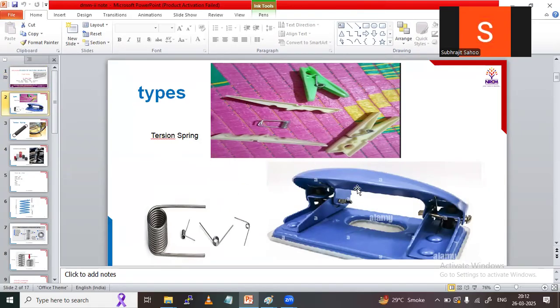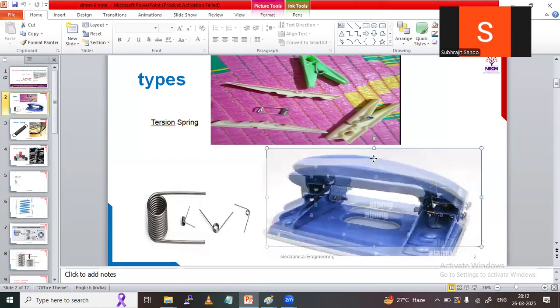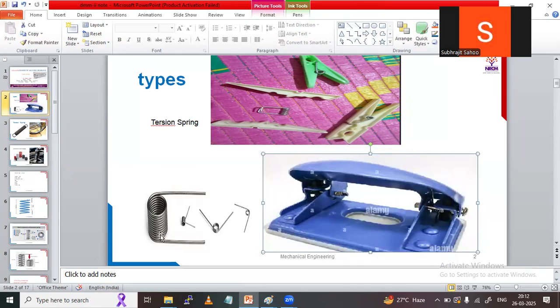That means when the load is applied, here a punch figure is there. Okay, a double punch to make a hole in the paper. Here the spring is used. This kind of spring is used here. Whenever we apply the load here, the spring will turn, it will twist. That's why it is called a torsion spring, right?